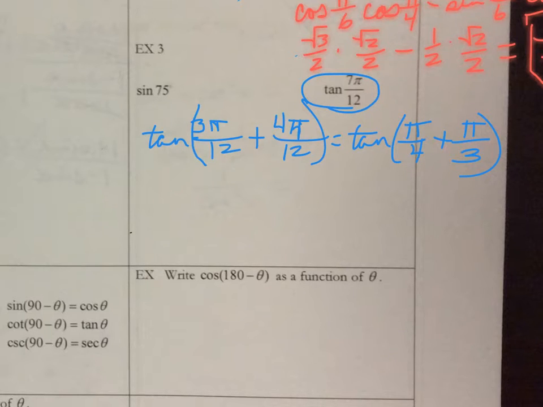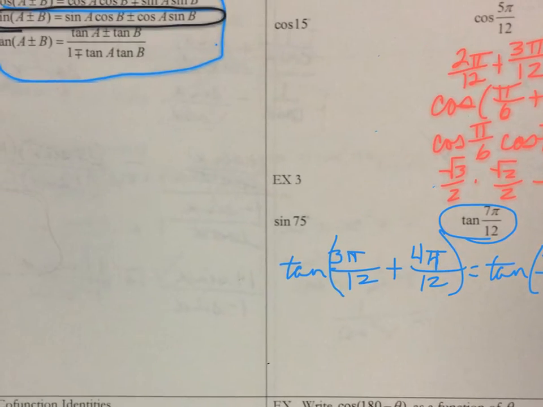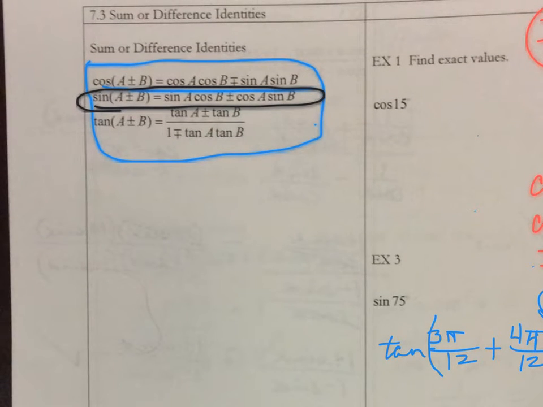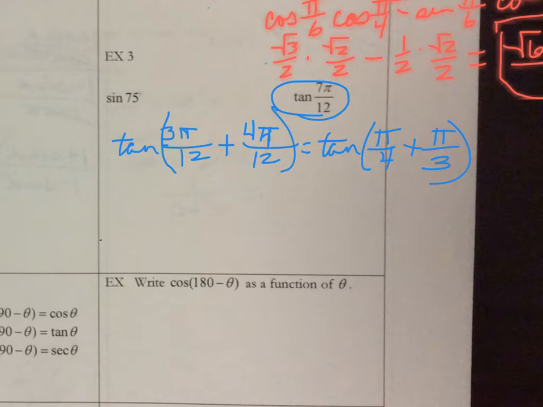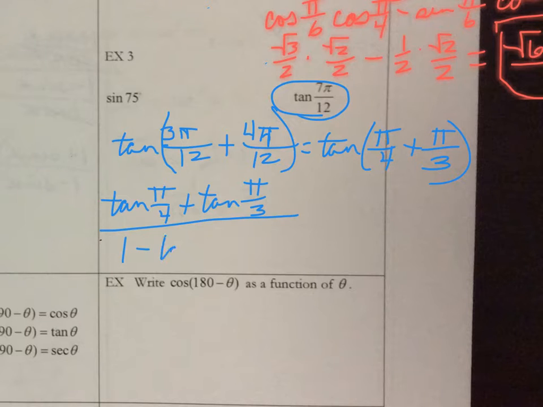Okay. Now, let's remember how the sum identity worked for tangent. It's tangent of the first plus tangent of the second over 1 minus tangent first times tangent second. So, what was that? Tangent of the first, tangent of pi over 4, plus tangent pi over 3 over 1 minus tangent pi over 4 times tangent pi over 3.